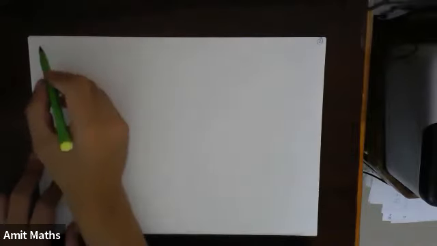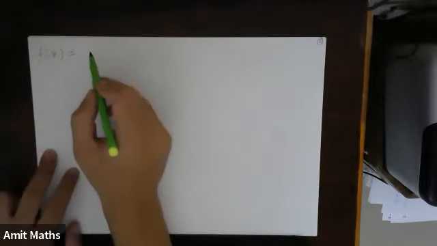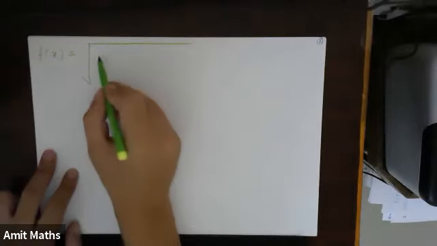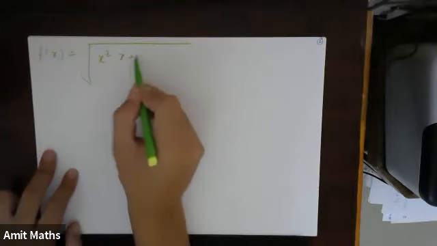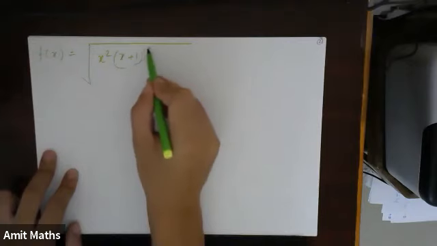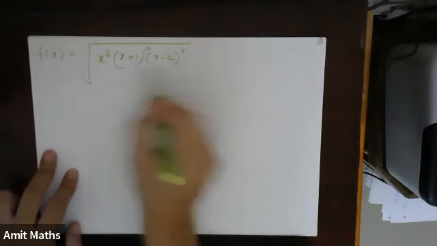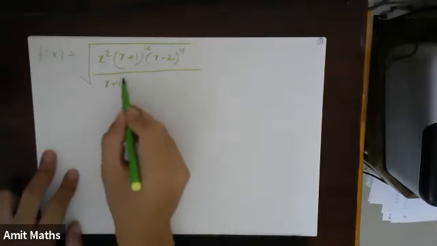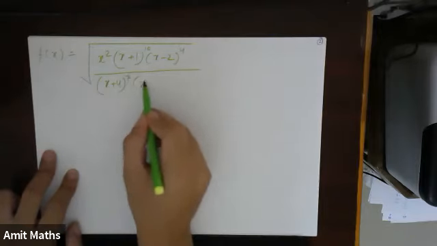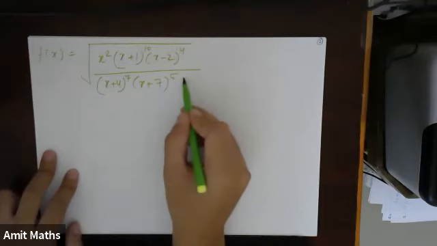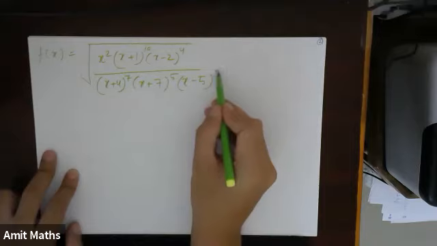Okay, so now we'll do some questions based on mixed concepts, a little advanced, based on the same concept. So first we'll do the advanced question on wavy curve. So let's see. The function is given as under the root of x square, (x plus 1) to the power 10, (x minus 2) to the power 4, (x plus 4) to the power 7, (x plus 7) to the power 5, and (x minus 5) to the power 3.